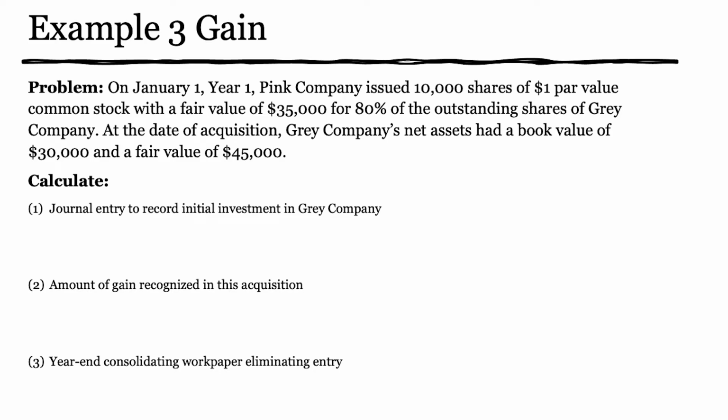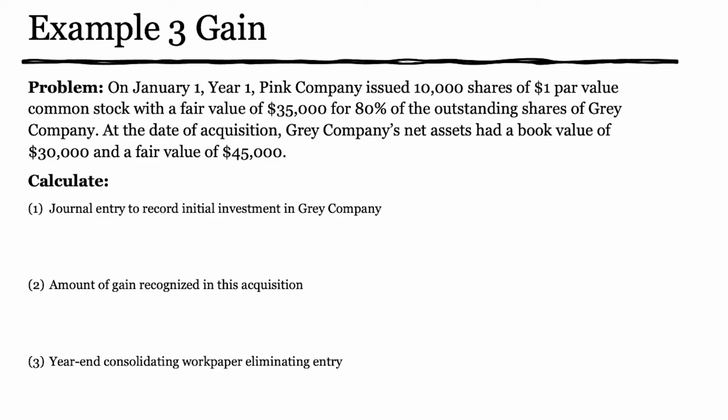Finally, taking a look at our last example here, what to do if you have a gain on a transaction. On January 1, year 1, Pink Company issued 10,000 shares of $1 par value common stock with a fair value of $35,000 for 80% of the outstanding shares of Gray Company. At the date of acquisition, Gray Company's net assets had a book value of $30,000 and a fair value of $45,000. Quickly taking a look at what they're asking us to calculate.